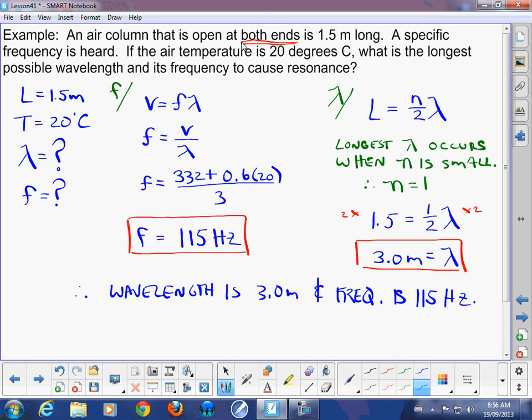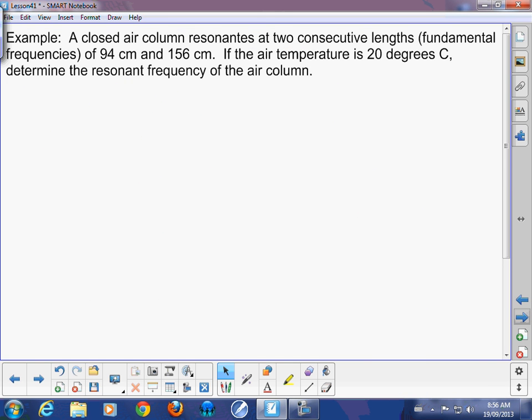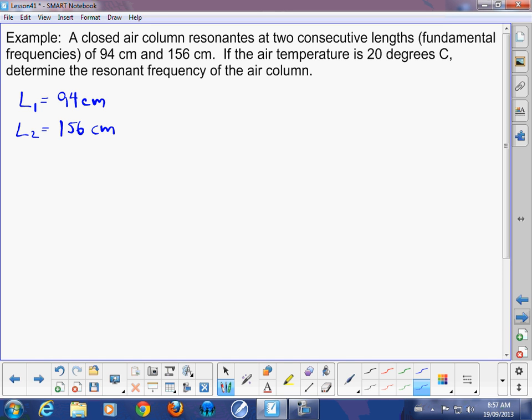Okay, final example then, a closed air column this time. It resonates at 2 consecutive lengths. What they're doing is telling us the length of one resonant length and then the length of the other one. The first length is at 94 centimeters, and the second length is at 156. We know we're dealing with a closed air column, so I'm going to write up the formula: L equals 2n minus 1 over 4 multiplied by lambda, just as a reminder.